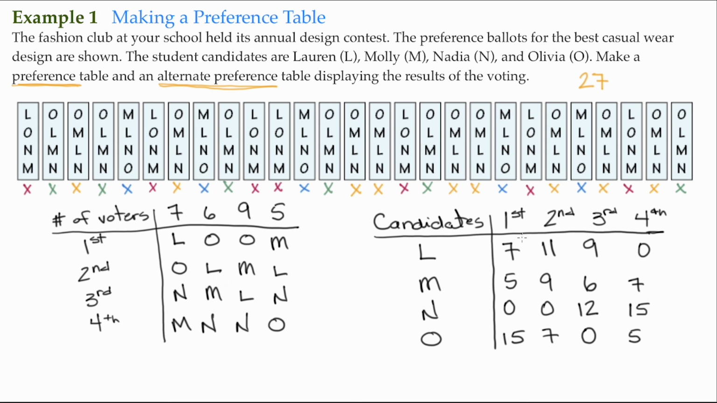If we add up 7, 5, and 15, it comes out to be 27. If we add up each one of these columns, they'll come out to be the total number of ballots that were cast. And this is our alternate preference table. And there we go.